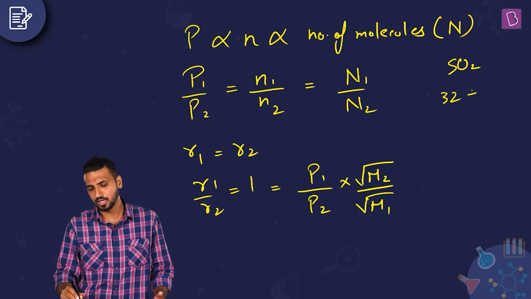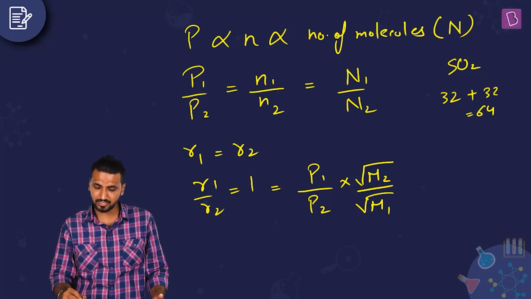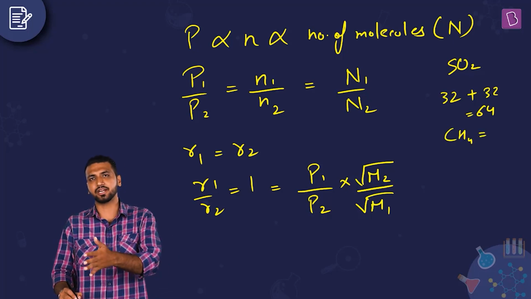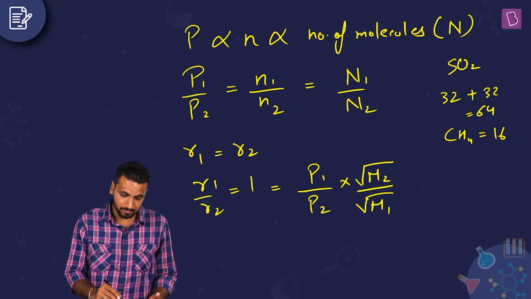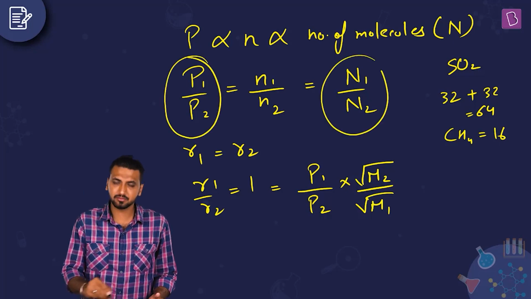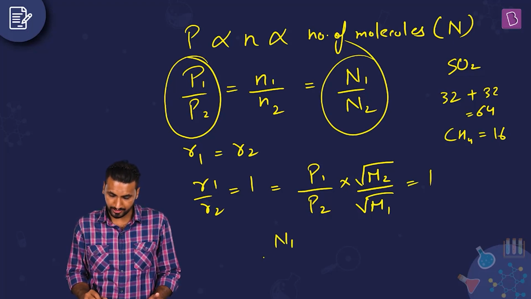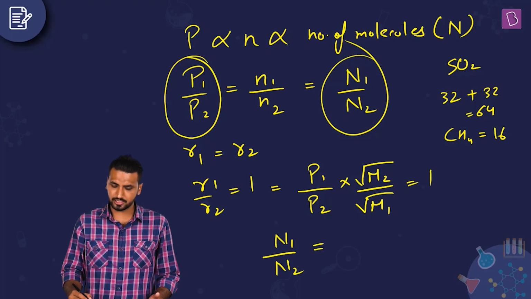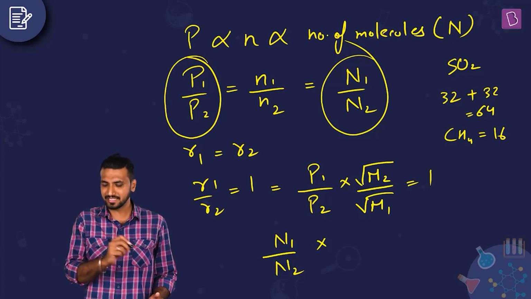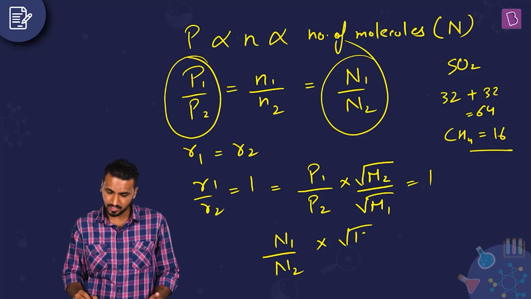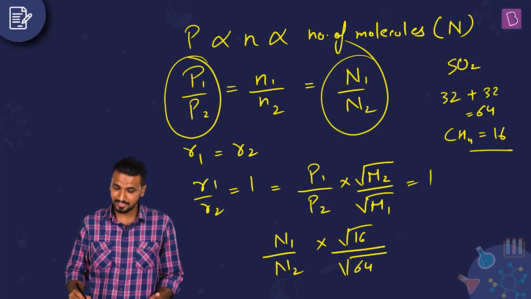The molar mass of SO2 is going to be what? Sulfur is 32 and oxygen is 16 into 2, 32, that is 64. And what about methane? Carbon 12, hydrogen 4, so 12 plus 4 is 16. If I put the values, let me replace P1 by P2 with N1 by N2. This is equal to 1. So N1 by N2 is equal to, putting the values for molar masses, under root 16 for methane, upon under root 64 for SO2. Simple calculation.